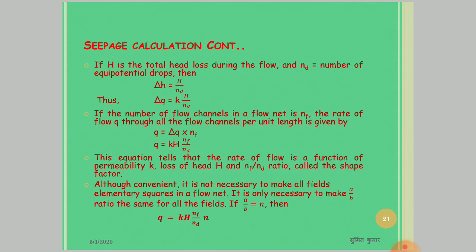Sometimes it is not necessary to make all the fields elementary squares in a flow net. It is only necessary to make the A by B ratio the same for all the fields. If A by B is equal to small n, then Q can be written as K into H into NF by ND into small n.